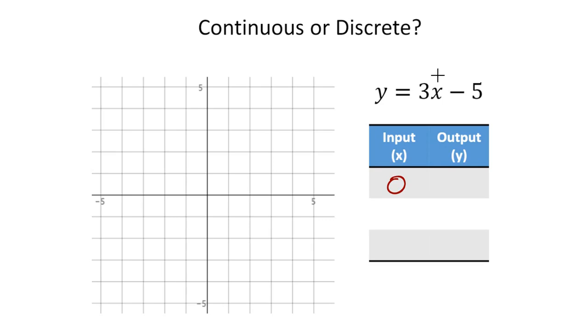If I plug in 0 for X, I get 3 times 0 minus 5. So I get -5, so we're down here. If I pick X equals 1, 3 times 1 minus 5, that's -2. So 1, -2, and then let's try X equals 2. 3 times 2, that's 6, minus 5, that's 1. So I plug in 2, I get a +1 back.